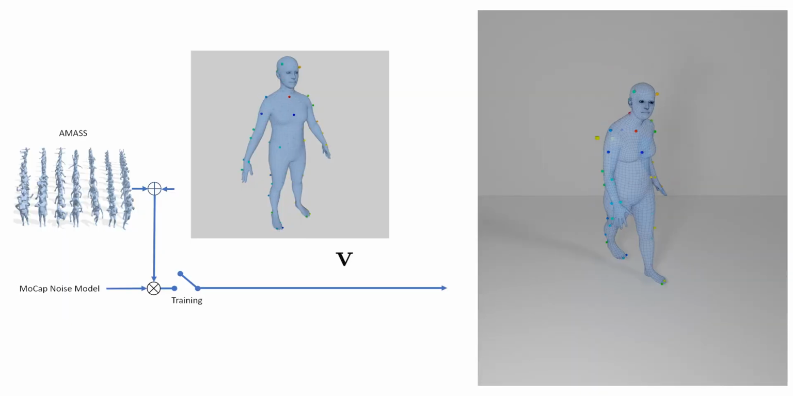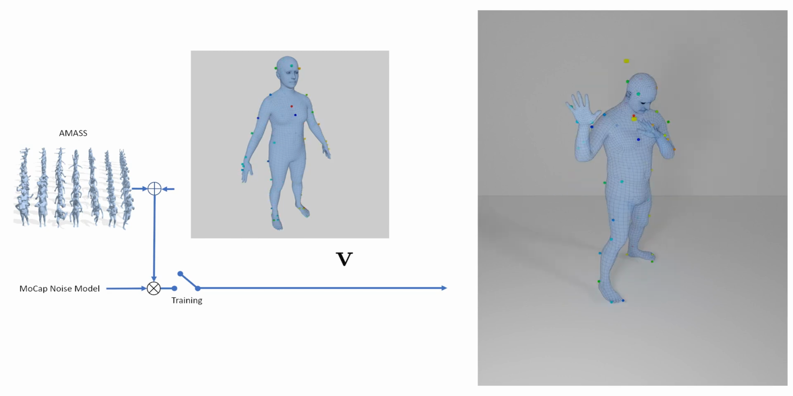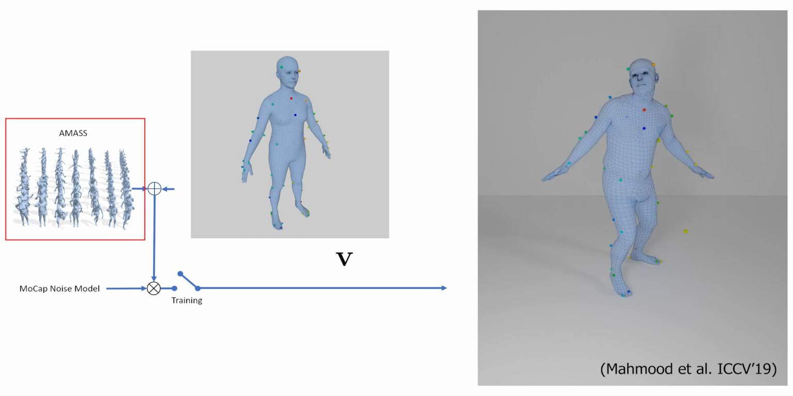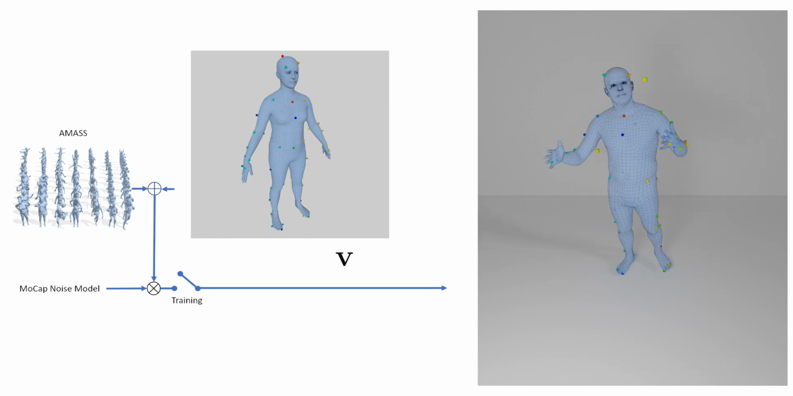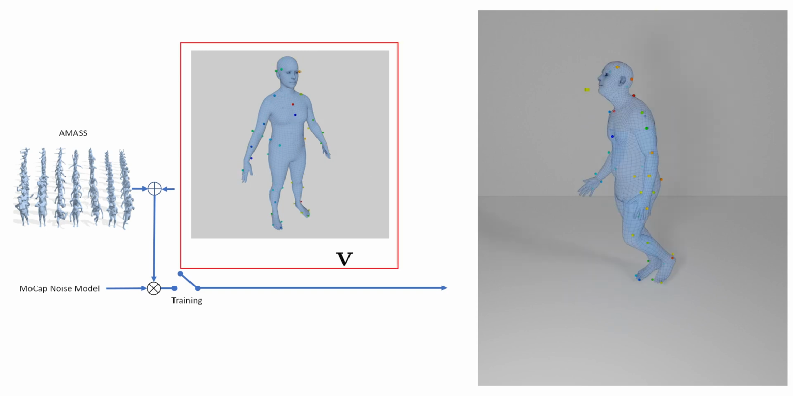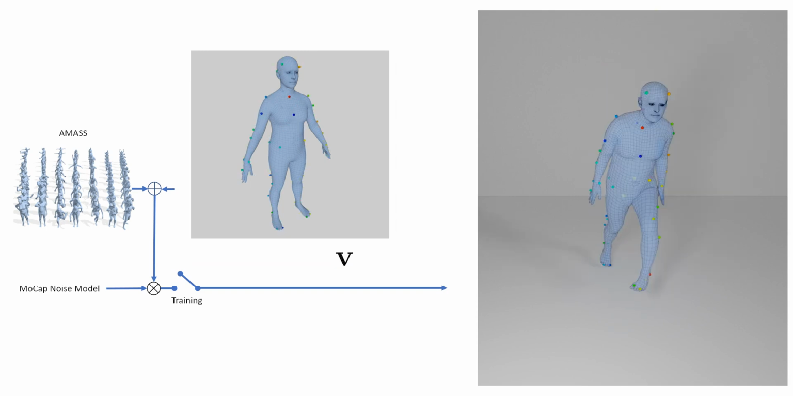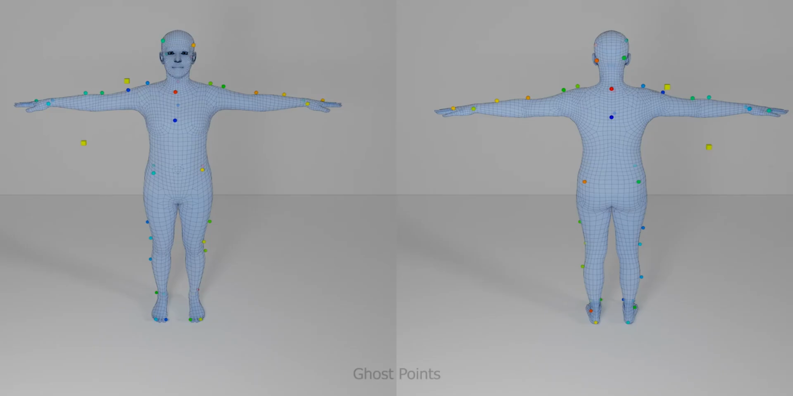We train SOMA using only synthetic data by placing virtual markers on animated bodies from the AMASS dataset. The virtual markers are placed according to marker layouts V and then corrupted with noise from a variety of sources to produce realistic MoCap point clouds for training. We add up to 3 ghost points per frame, shown as yellow cubes. We randomly occlude up to 5 markers per frame.